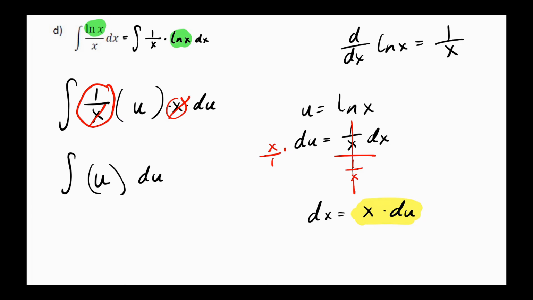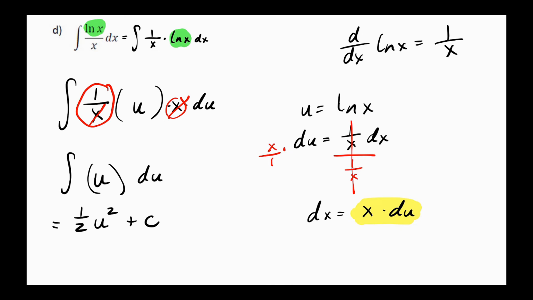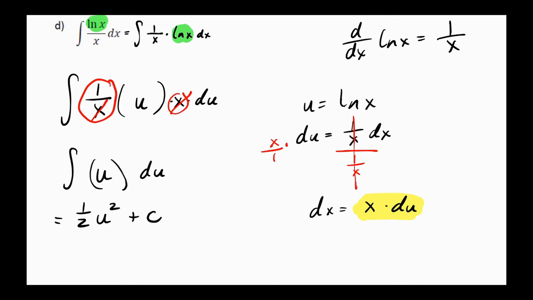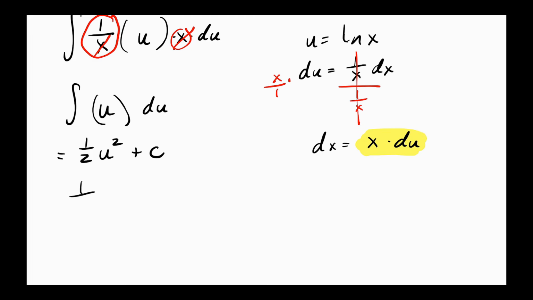Okay. U is just like x. So add 1 power, divide by the new power. Last step, sub in what I need to. Sub in what it was from the very beginning. So u was natural log of x squared plus c.